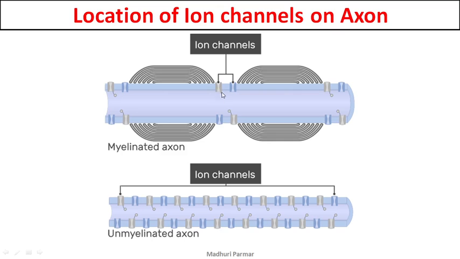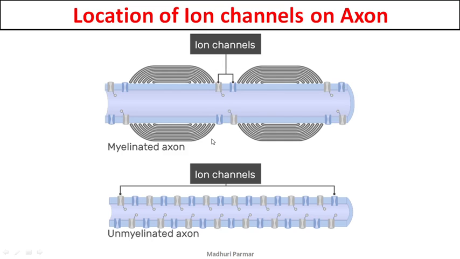Wherever you see this kind of structure, ये ion channel है और उसके साथ ऐसा ball like attached है. This is showing your sodium ion channel. Okay, and the other one is potassium ion channel. So you can see from here that these ion channels are present at the nodes of Ranvier.